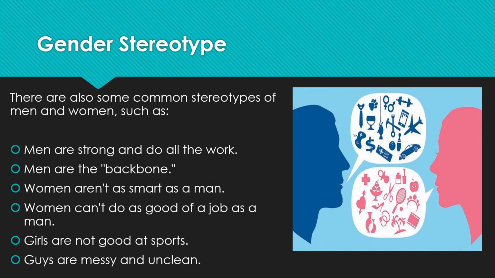Some common stereotypes among men and women include the following. Men are strong and do all the work. Men are the backbone. Women aren't as smart as a man. Women can't do as good of a job as a man. Girls are not good at sports. Guys are messy and unclean.